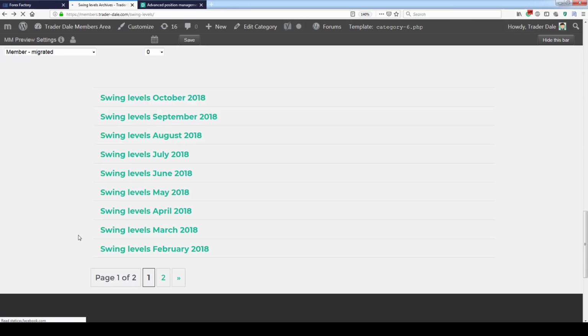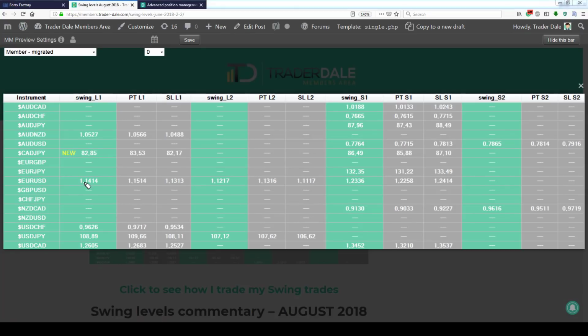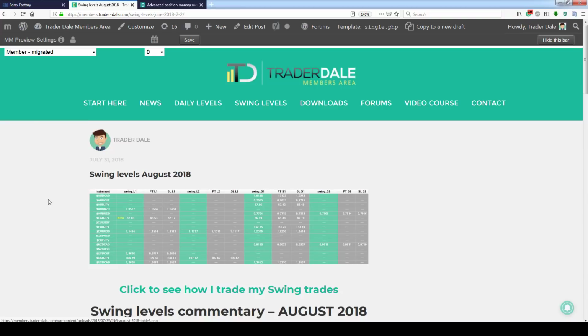So let's have a look at the August table. This is the August swing levels table. There were no new swing levels published for the euro dollar. As you can see, those levels are old levels which got published in the previous months. So there were no new levels on the euro for the August. So let's have a look at the table which got published in September.